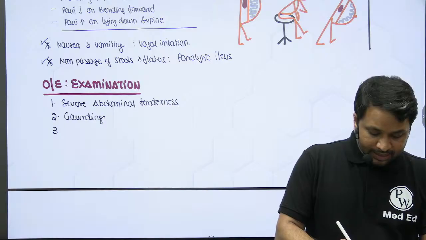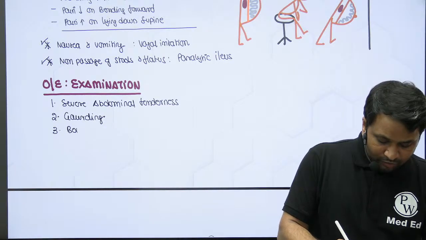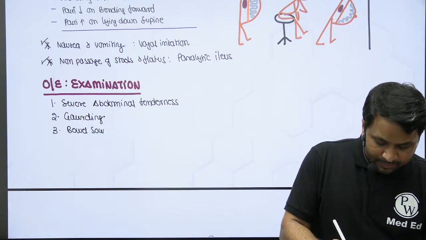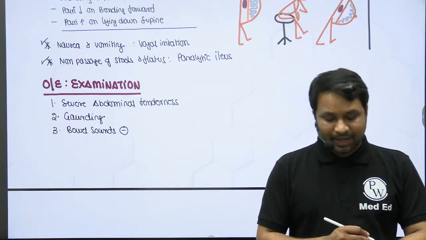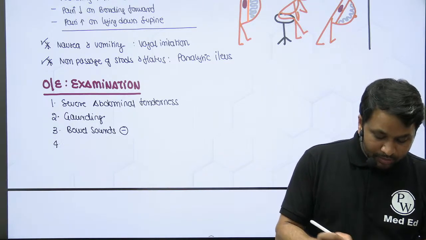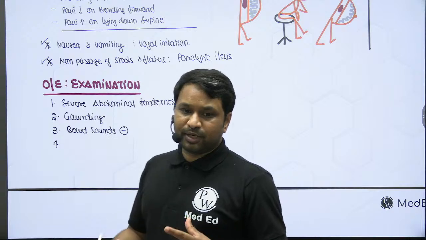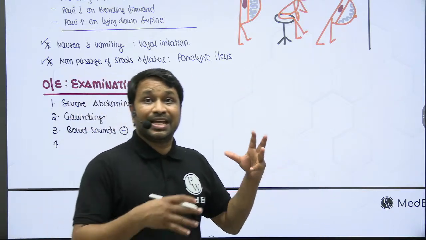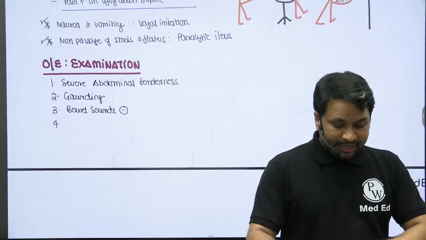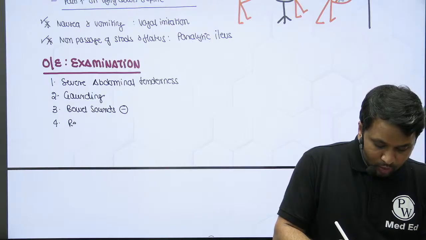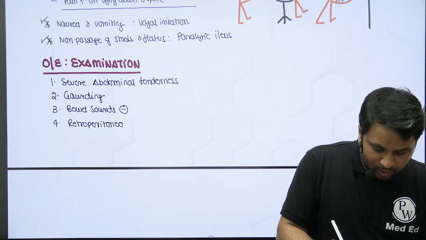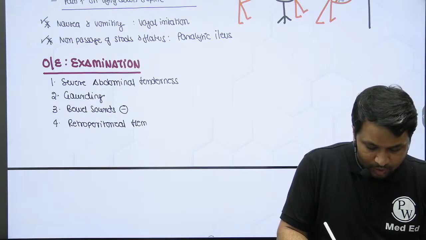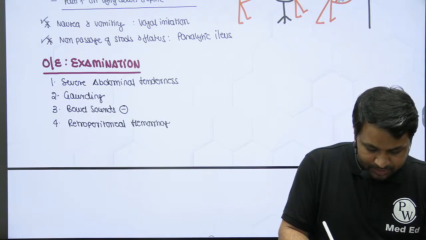You auscultate with the stethoscope. There will be absence of bowel sounds. Now the bowel sounds are absent because of paralytic ileus. Now, because it's an inflammation, it tends to have friable tissues. They can bleed. When they bleed, they can present to you as retroperitoneal hemorrhage, and this is what we call the hemorrhagic pancreatitis.